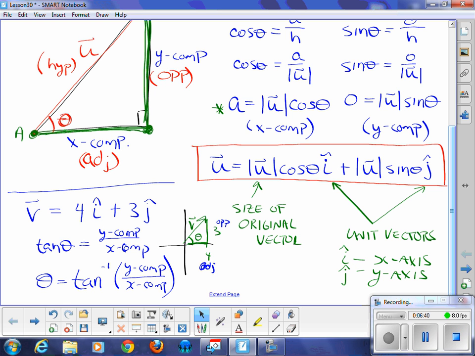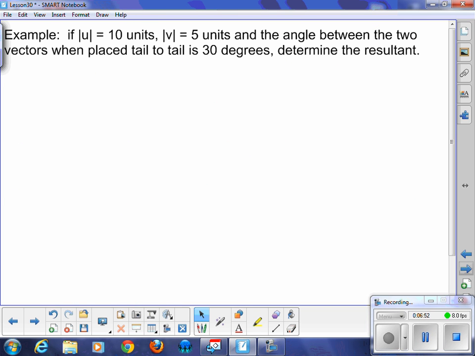And there's a formula then. The second formula that you want to make sure is on your cheat sheet. So these two go hand in hand together. All right? So how do you use this stuff? Well, let's take a look. We've got a couple of examples.